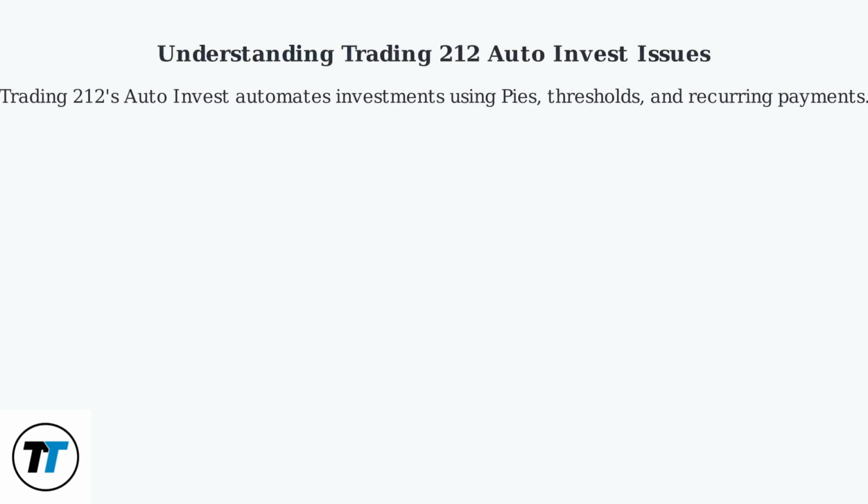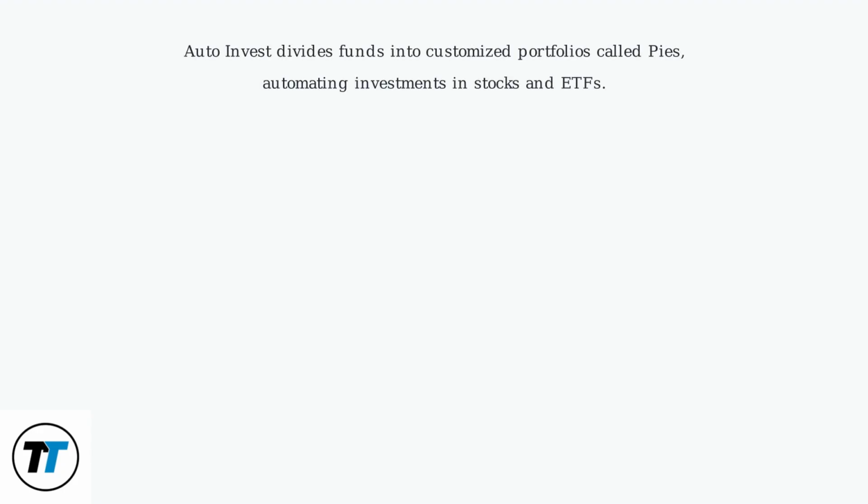Trading 212's Auto Invest feature automates investments using three main components: pies, thresholds, and recurring payments. Problems typically arise with these components. Auto Invest divides funds into customized portfolios called pies, automating investments in stocks and ETFs.